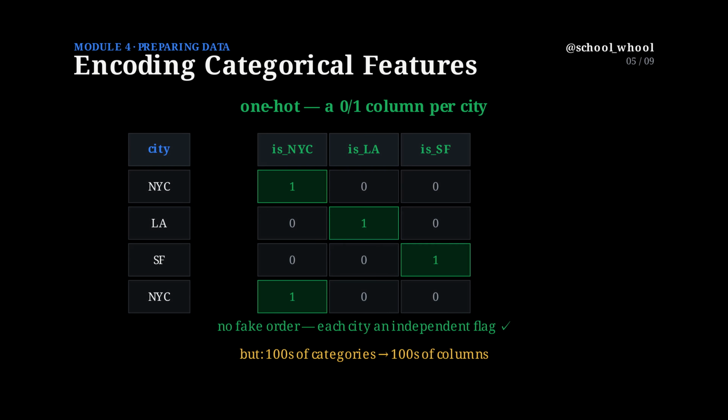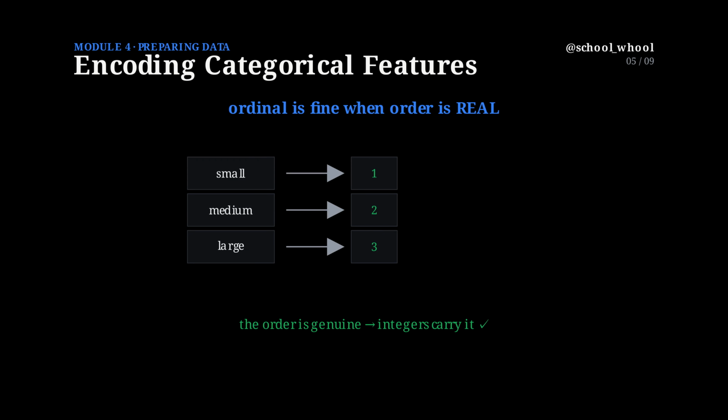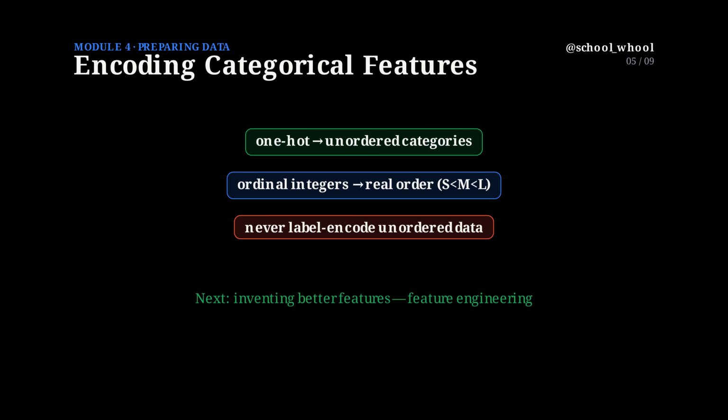When order is real, though, like small, medium, large, encoding them as 1, 2, 3 is perfectly fine. The order genuinely exists, so let the numbers carry it. That's ordinal encoding. So, one hot for unordered categories, ordinal integers when the order is real. And never plain label encode something that has no order.